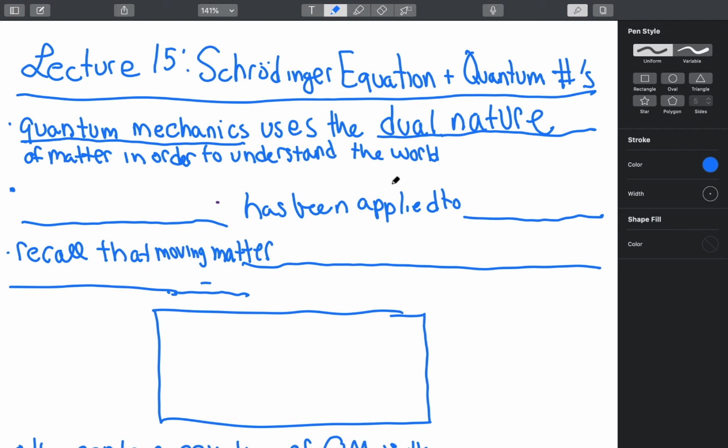So at the center of all quantum chemistry, all of the understanding of atomic structure, is this branch of physics called quantum mechanics. And quantum mechanics is a branch of physics that uses the dual nature of matter in order to understand the world. So as you may remember, the dual nature of matter basically states that all moving matter has both particle-like and wave-like properties. And this idea has been applied to chemistry. So quantum mechanics has been applied to chemistry.